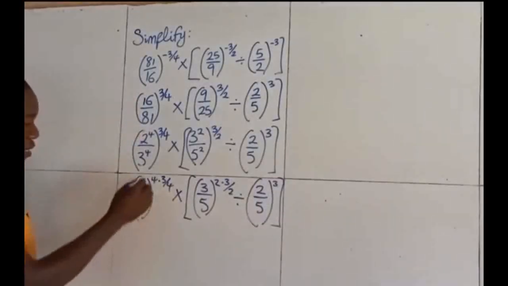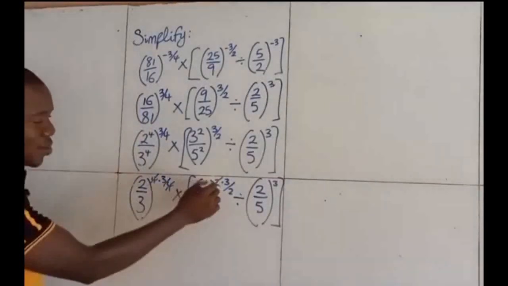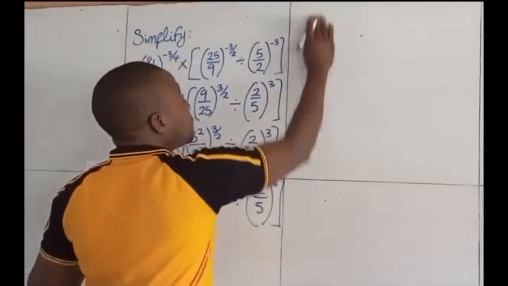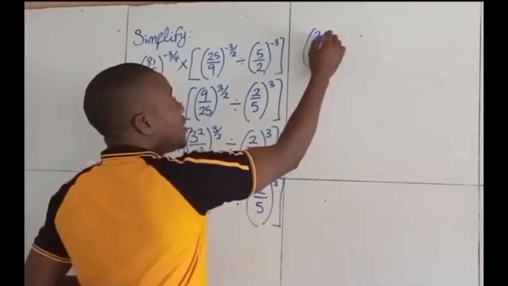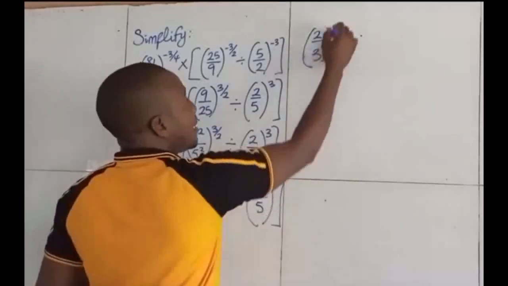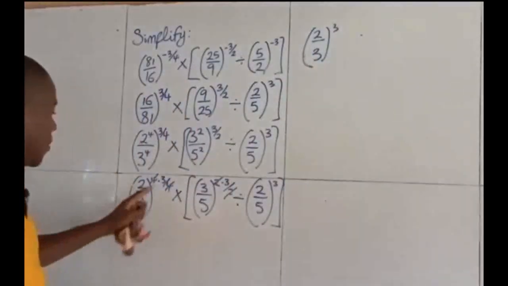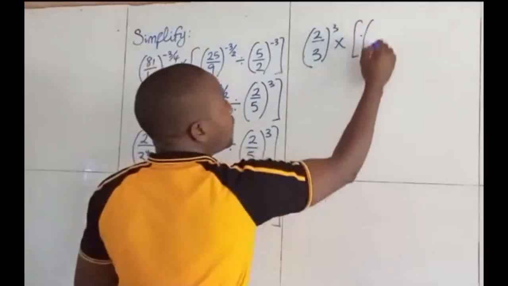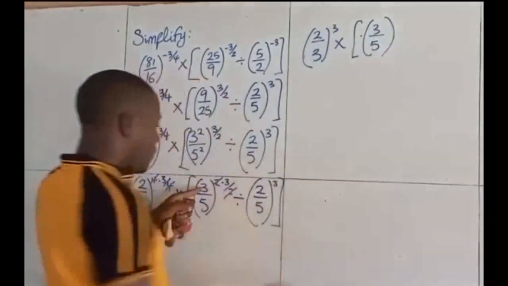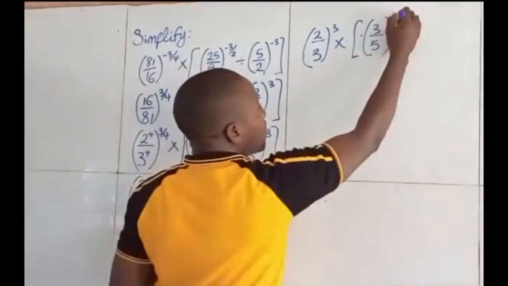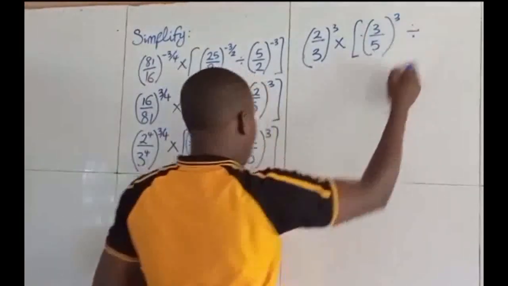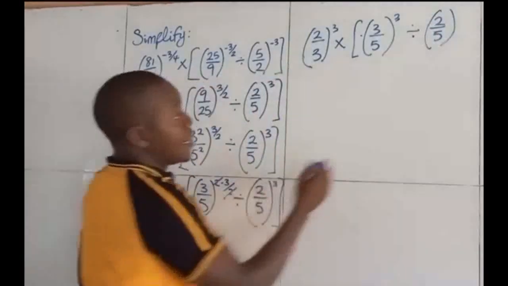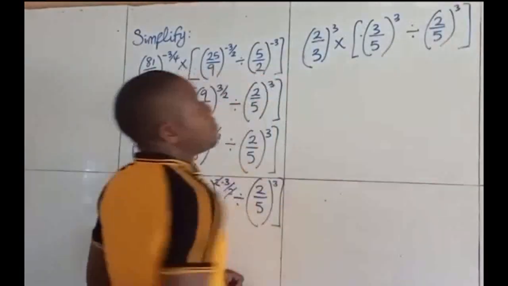So when we multiply this, 4, we cancel 4, and 2, we cancel 2. So we have 2 over 3 raised to power 3 left from this side. 2 over 3 raised to power 3 times a bracket, we have 3 over 5. We've cancelled 2 and 2, so raised to power 3 is left, raised to power 3, and then divided by 2 over 5 raised to power 3. So we can still simplify.